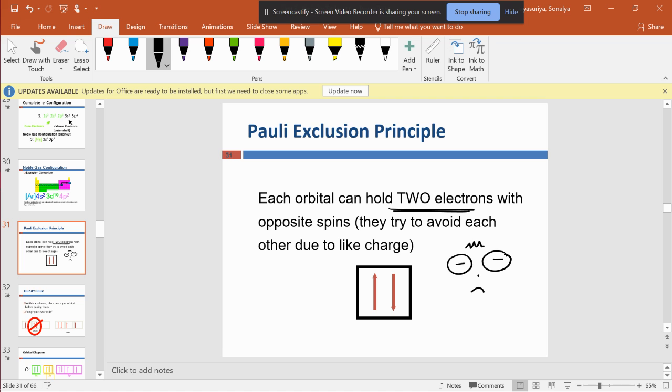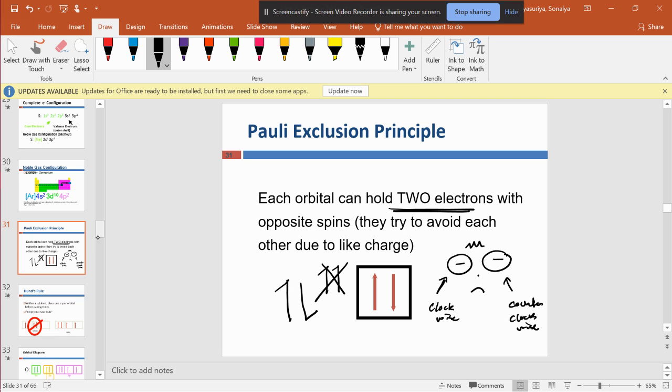Negatively charged particles will repel each other. So in order to not repel each other, one of them will turn clockwise and the other one will be counterclockwise. The way that we show these clockwise and counterclockwise directions is by drawing electrons, one pointing up, one pointing down. I like to use half arrows. You can use full arrows, it's up to you. But inside a box, no two electrons can point in the same direction. That's wrong. When you're putting electrons into a box, you have to do them up and down.